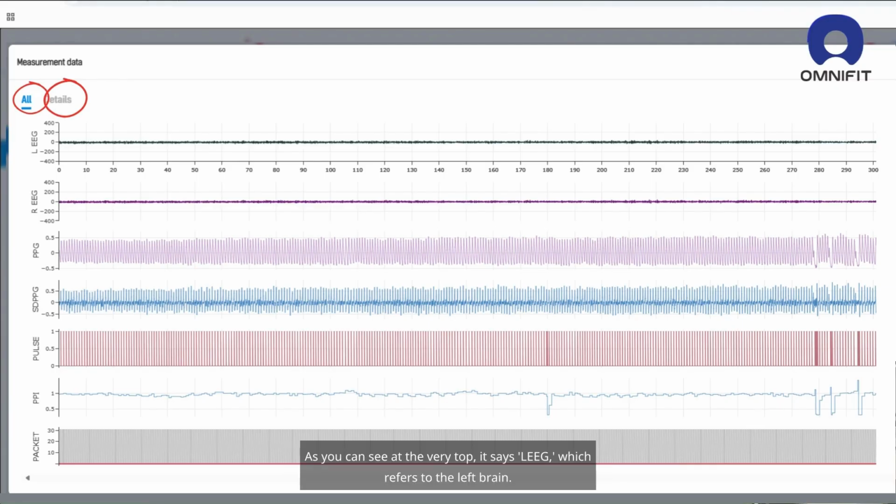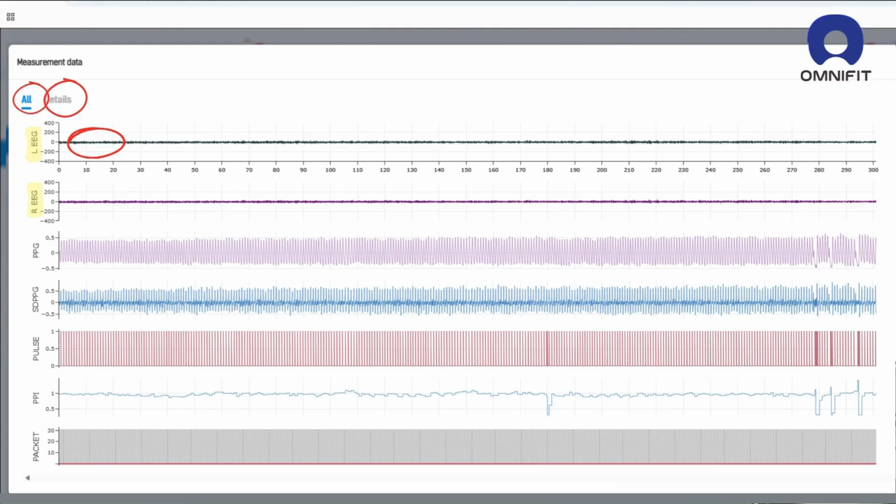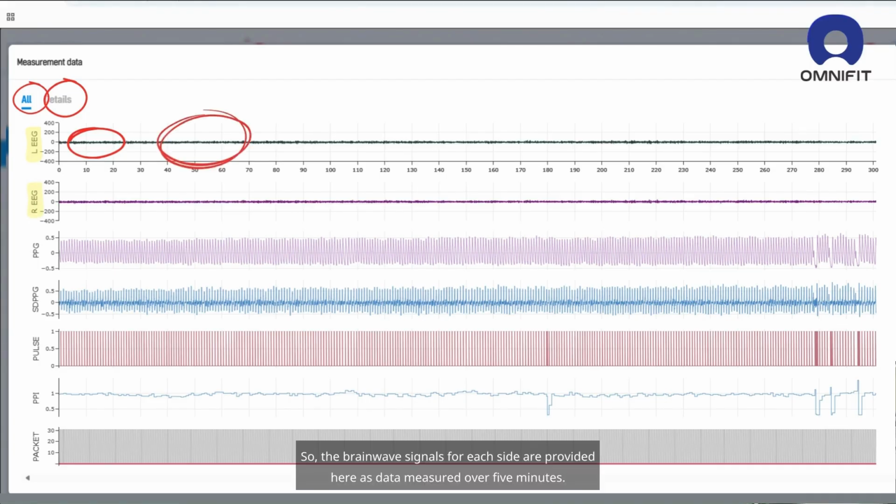As you can see at the very top, it says LEEG, which refers to the left brain. Left brain EEG, that's left EEG, and then right EEG, which is the right brainwave. So, the brainwave signals for each side are provided here as data measured over 5 minutes. Next, you have PPG, SDPTG, pulse, PPI, and packet. Each of these indicators is provided as well.